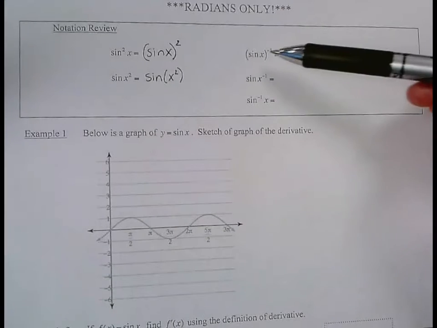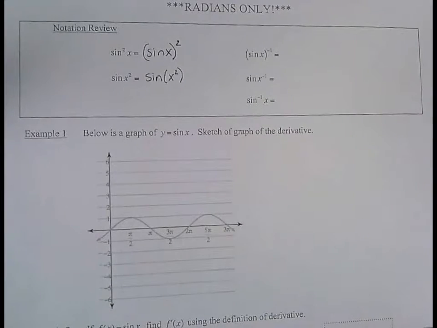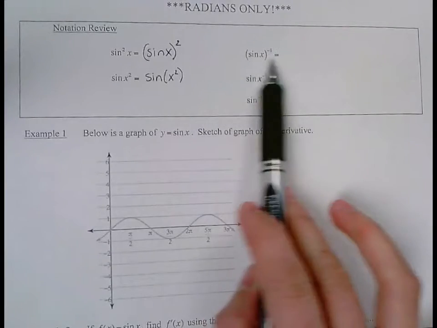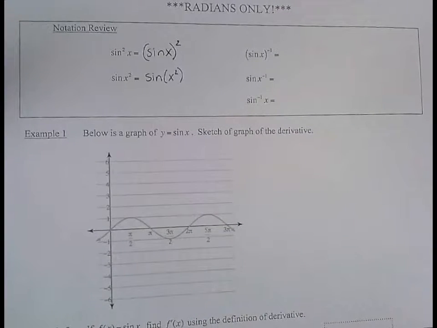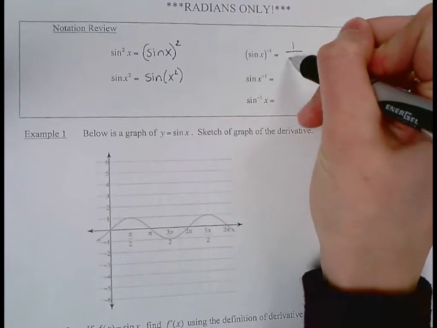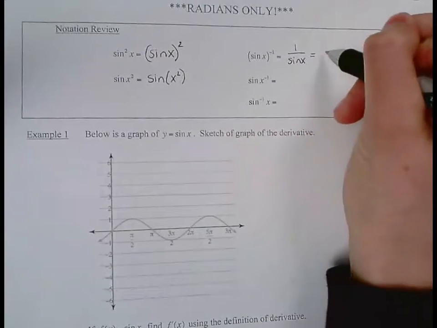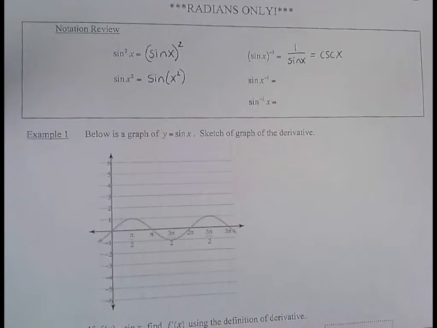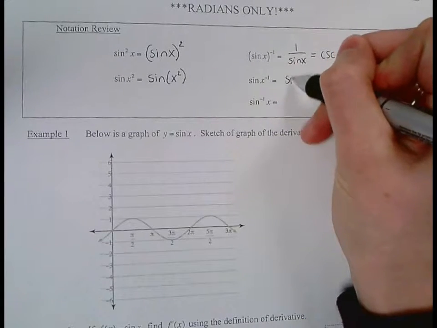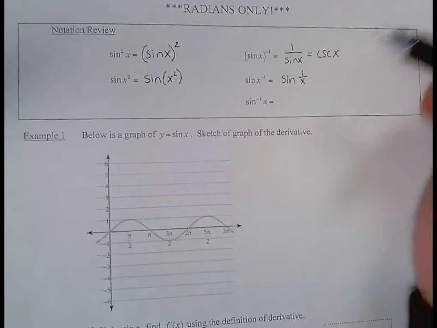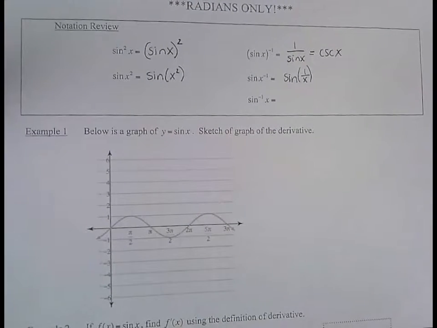And then there's 3 different ways to include what looks like an exponent of -1. And I want to make sure you understand the difference in those 3. So what would be a way to rewrite the first one? 1 over sine of x, which is cosecant of x. And then what about the second one? Yep, sine of 1 over x. In parentheses or not, you wouldn't need them around the 1 over x.